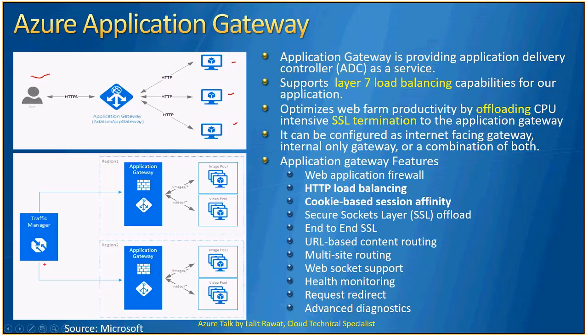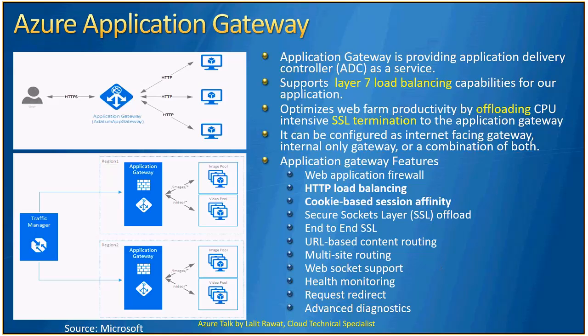As a reverse proxy, it can help you with SSL termination and SSL offloading, so that your web app doesn't have to do the actual SSL termination, which will save a lot of CPU cycles for your web app. Application gateway can handle that SSL termination for you. And you can offload your SSL, or you can have end-to-end encryption, whichever way you want.